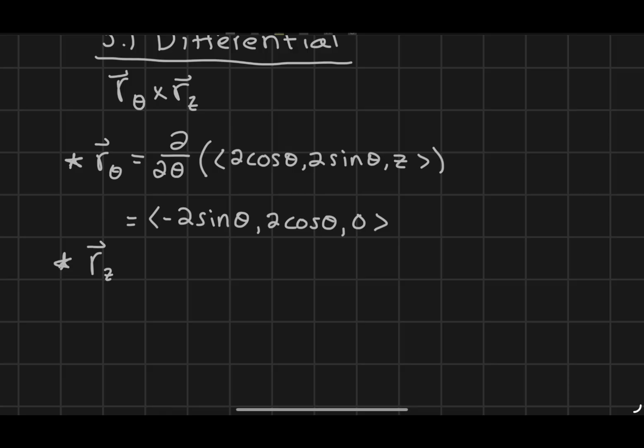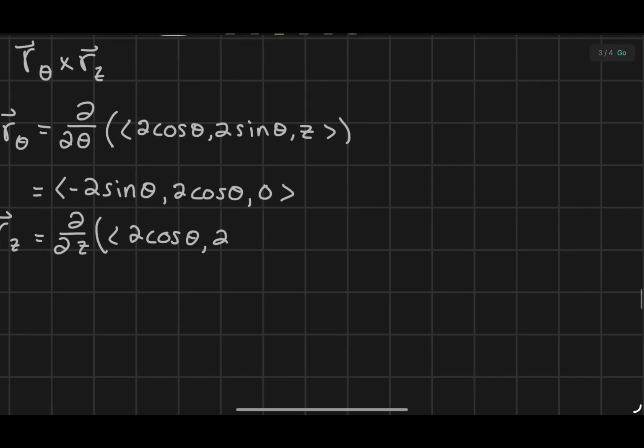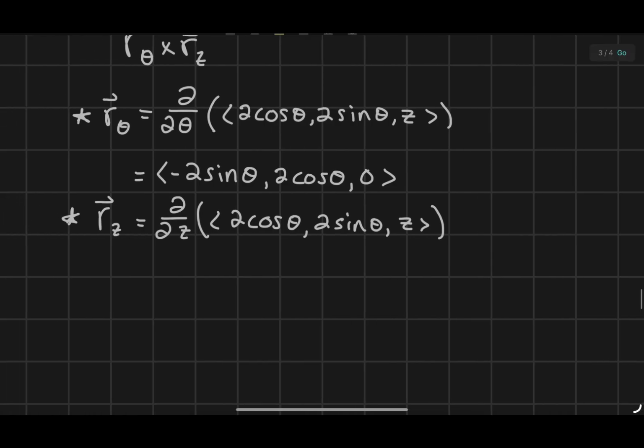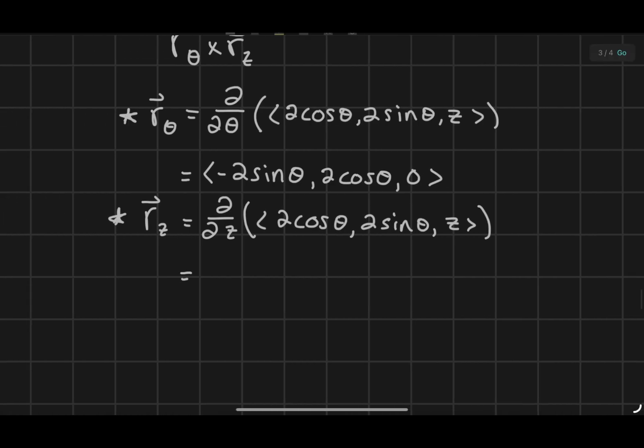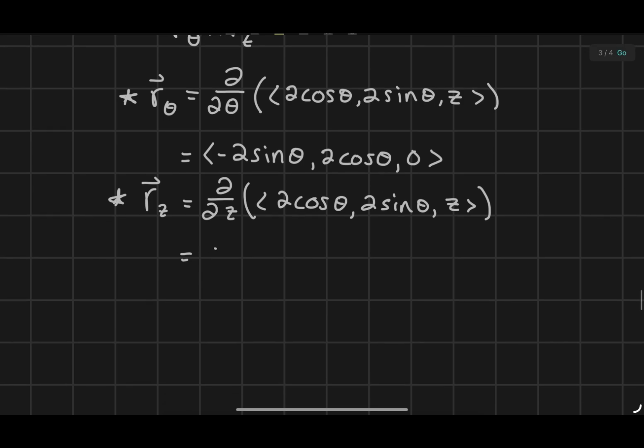Now computing our r sub z, which is notationally just the partial with respect to z of our parameterized surface, 2 cosine theta, 2 sine theta, z. Pretty simply here, we don't have a z variable in any component other than our k component. Therefore, it's just going to be 0, 0, and then the partial of z with respect to z is just going to be 1.